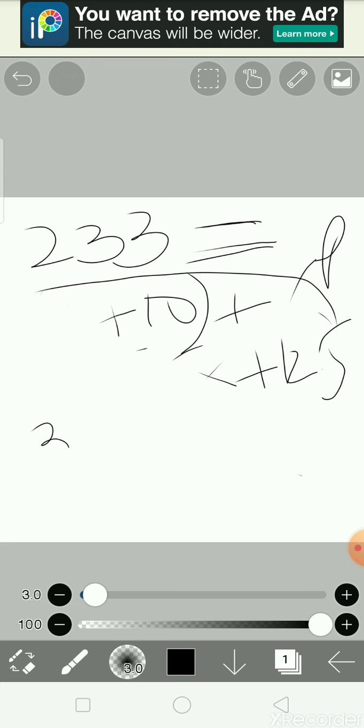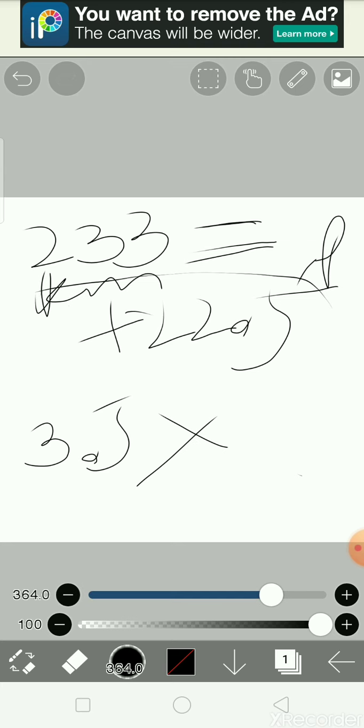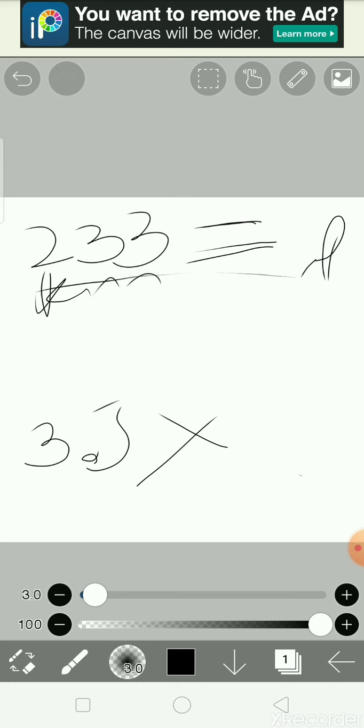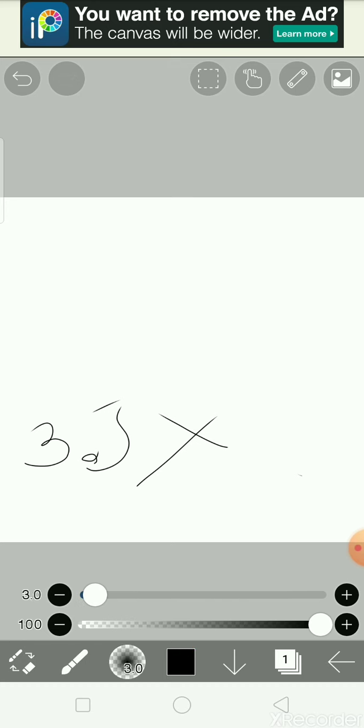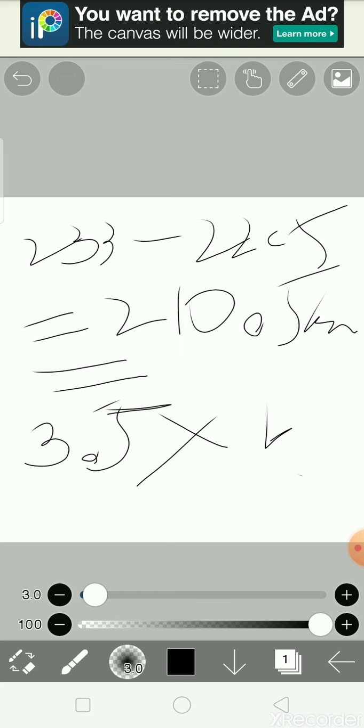So 3.5x plus 10 plus 12.5 is 22.5. 3.5x plus 22.5 equals 233 kilometers. So from here, if we subtract 22.5 from LHS and RHS, we get 3.5x equals 233 minus 22.5, that is 210.5.